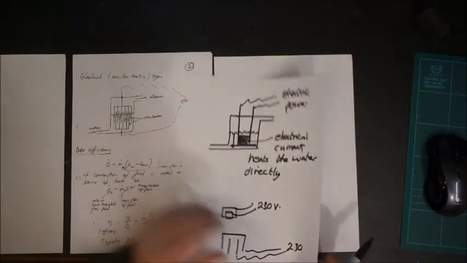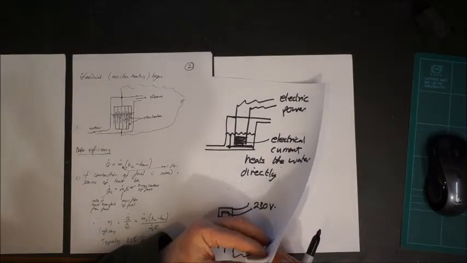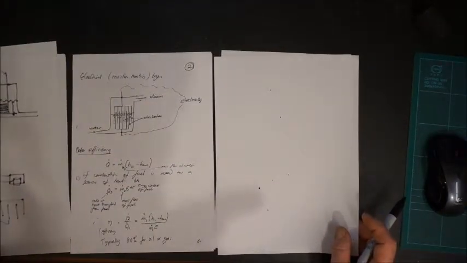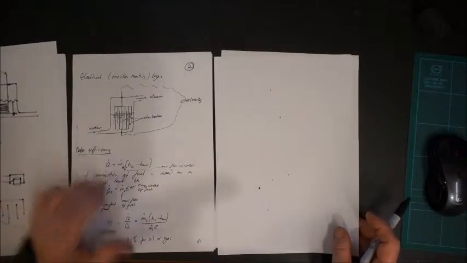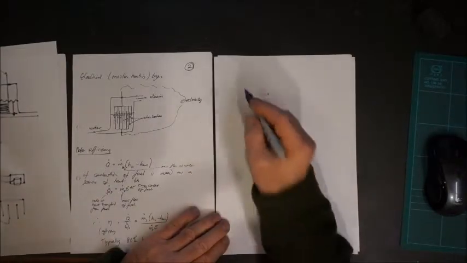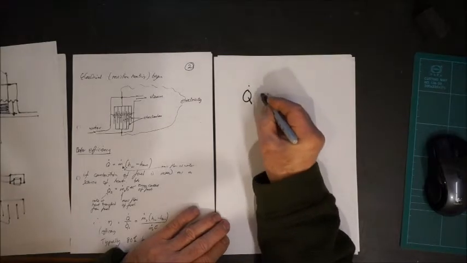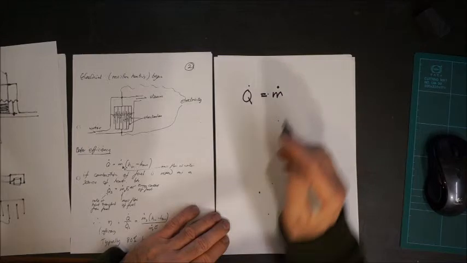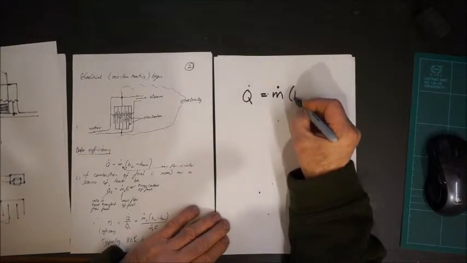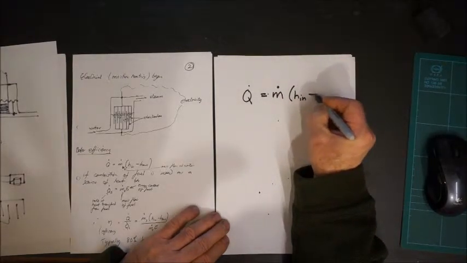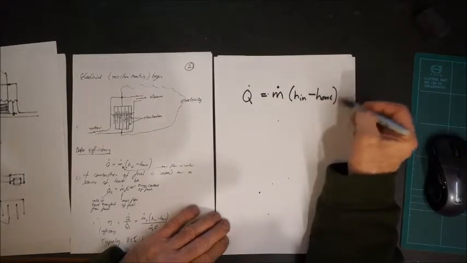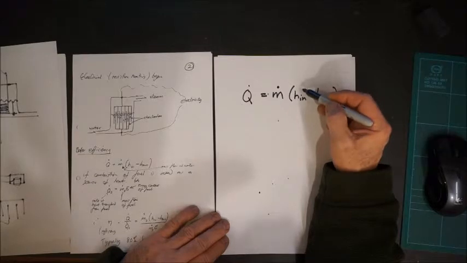So let's look just for a second at boiler efficiency. Boiler efficiency is obviously important. If we look at the amount of heat flowing through a boiler, that's going to depend on the mass of water times the difference between the enthalpies. Now this would be the enthalpy of steam, and this would be the enthalpy of water in most cases.